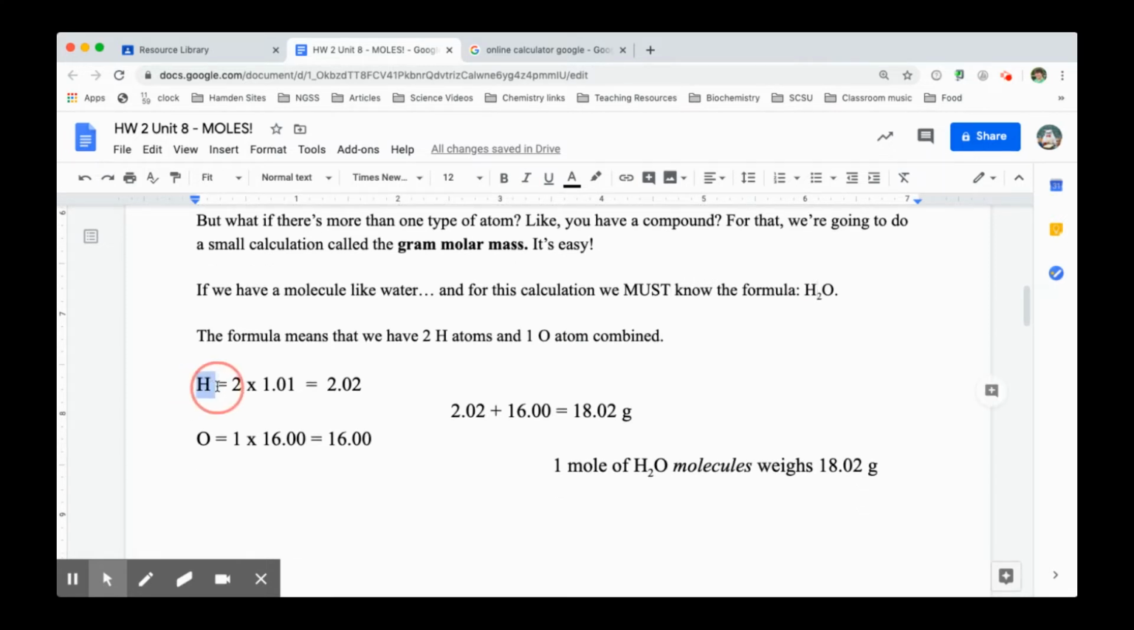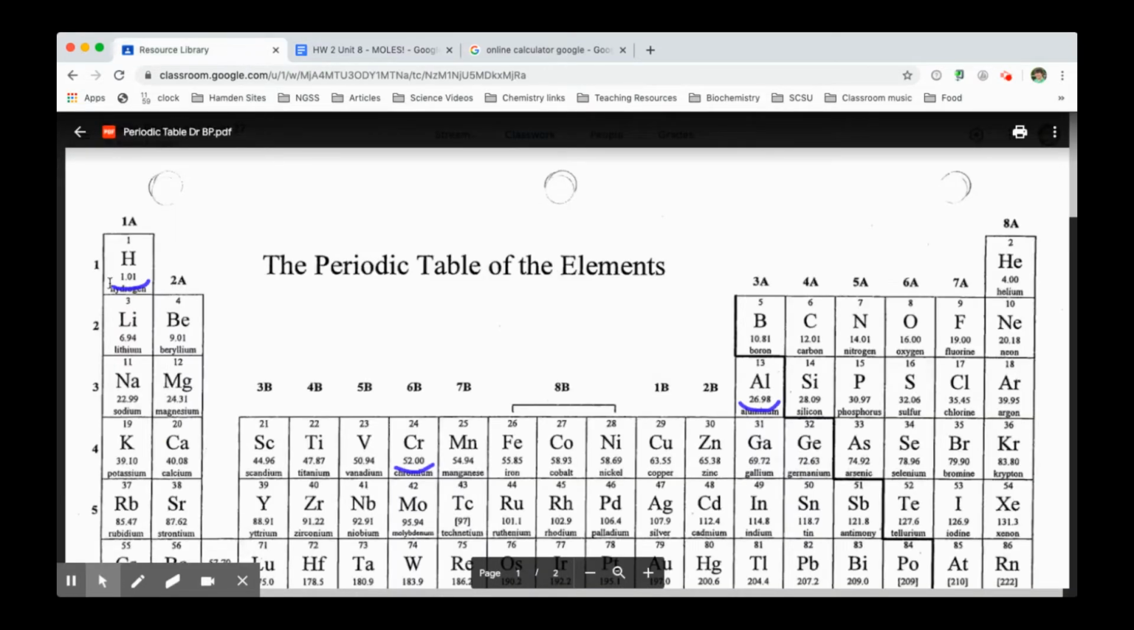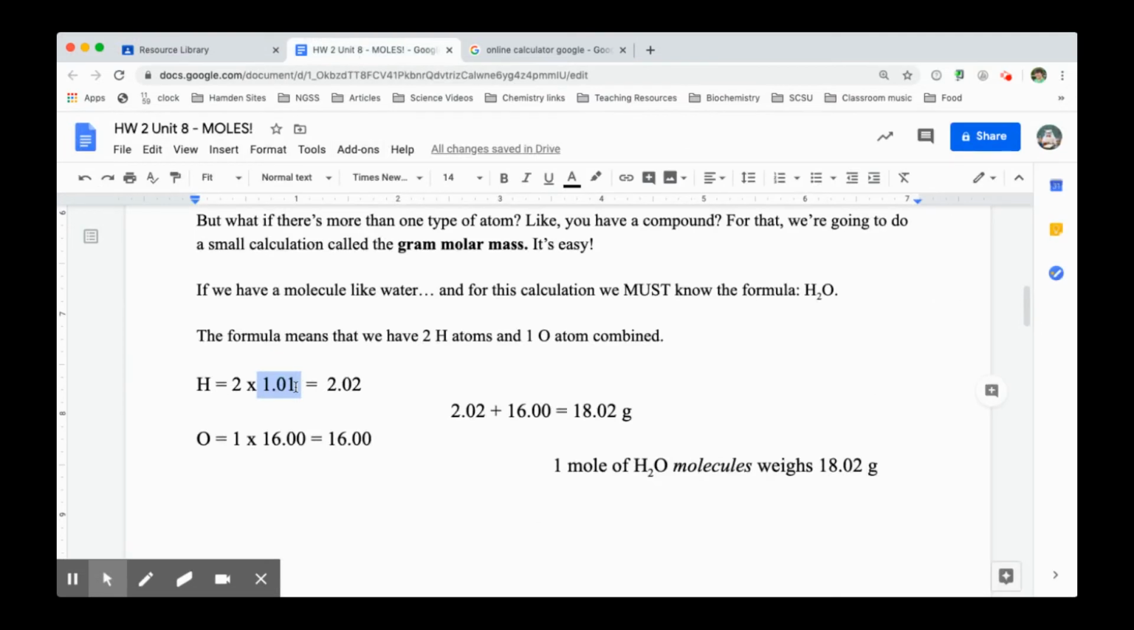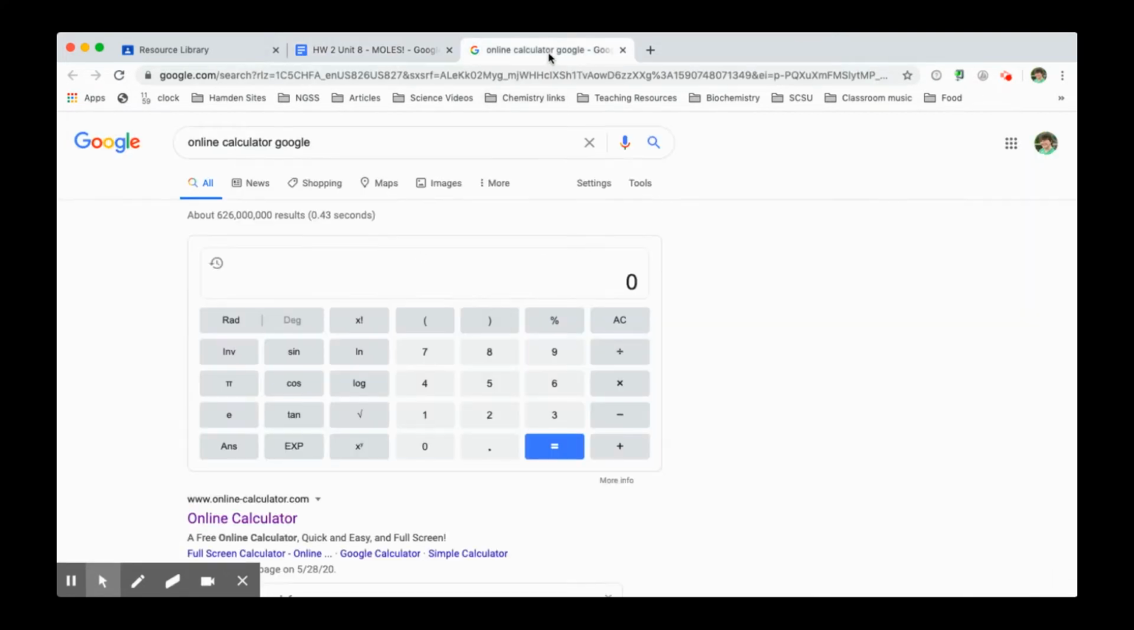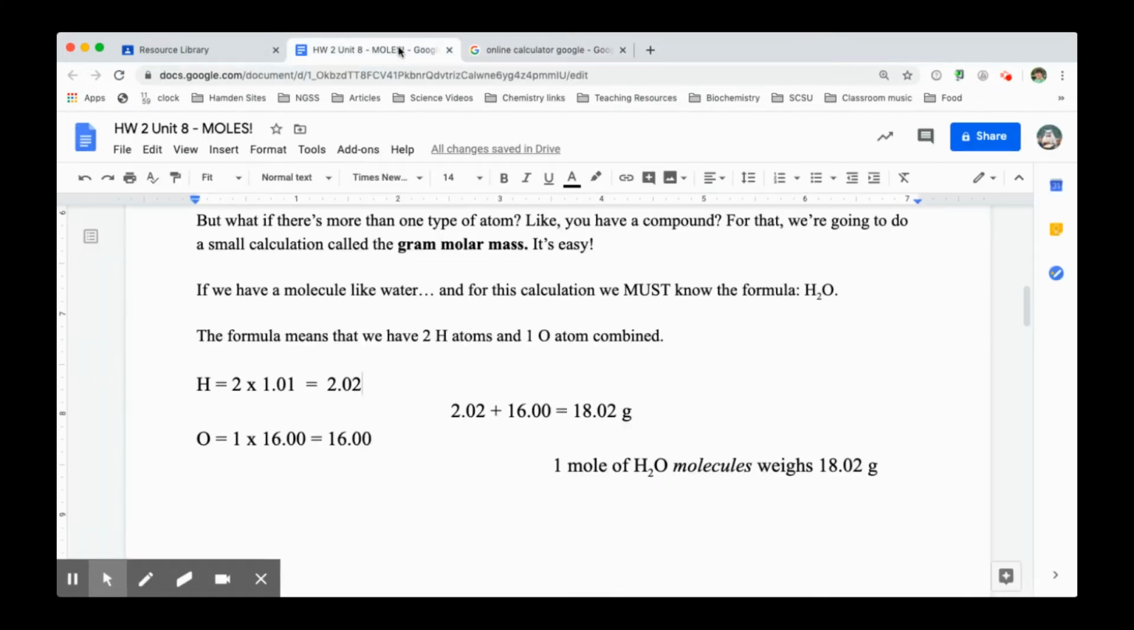We have hydrogens, we have 2 hydrogens. We have oxygens, we have 1 oxygen. Then we multiply however many atoms we have by the gram molar mass, or the atomic mass from the periodic table. So we go back to hydrogen. Hydrogen is 1.01. So we put 1.01 here, and we multiply 2 times 1.01 to get 2.02. This one is easy. I don't even need to use the calculator.